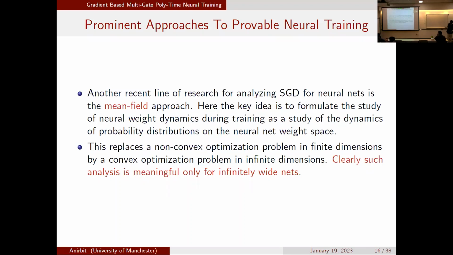But it's pretty clear when you look at the proofs that this makes sense only when you have really infinite gates. It's not a real world neural network. I don't know of any way of going back to real world neural net results from a mean field convergence result, because this is always sitting at infinity.